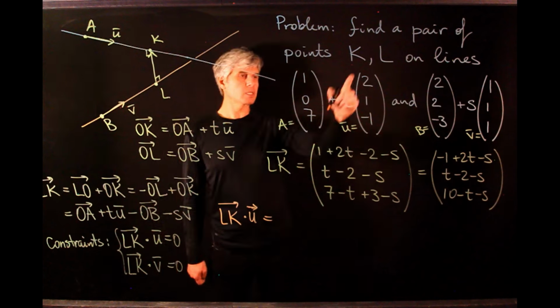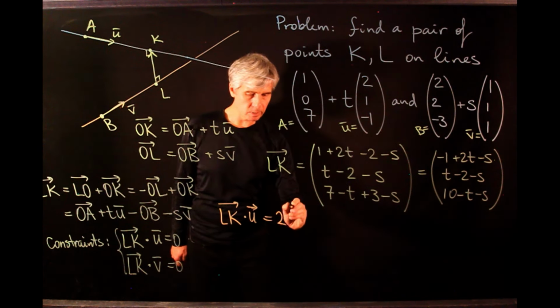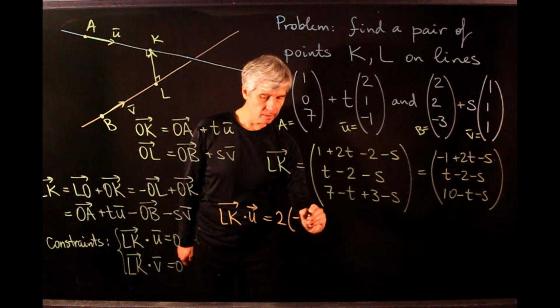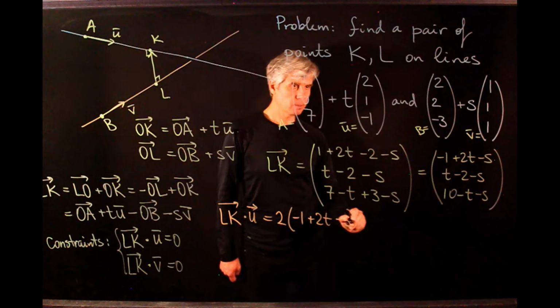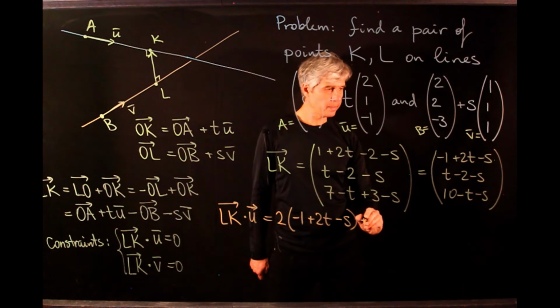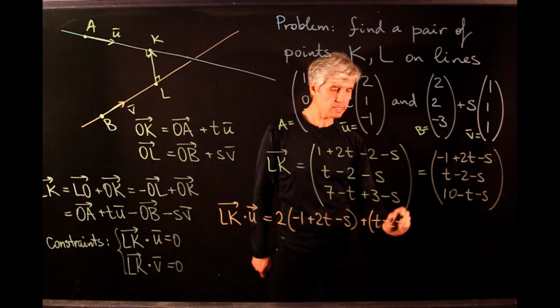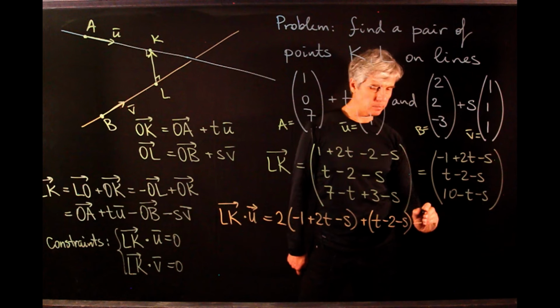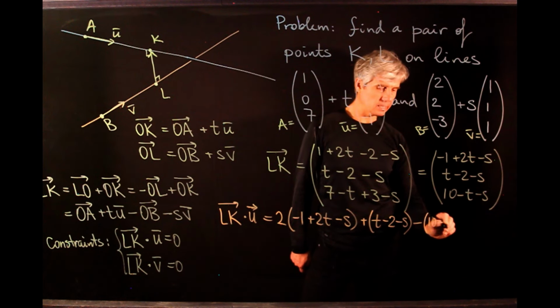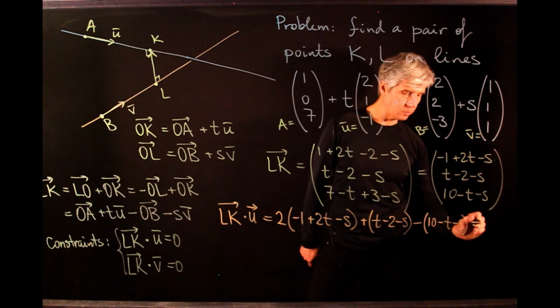So U is the directing vector of the first line. So this will be 2 times minus 1 plus 2t minus s, plus 1 times t minus 2 minus s, and minus 1 times 10 minus t minus s. And this must be equal to 0.